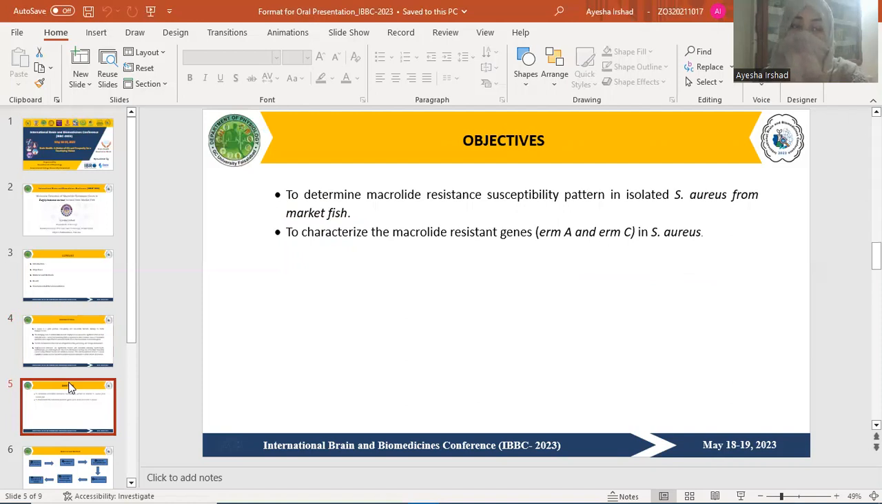The objective of my research is to determine macrolide resistant susceptibility pattern in isolated S. aureus from the market fish, to categorize the macrolide resistance gene ermA and ermC in S. aureus.